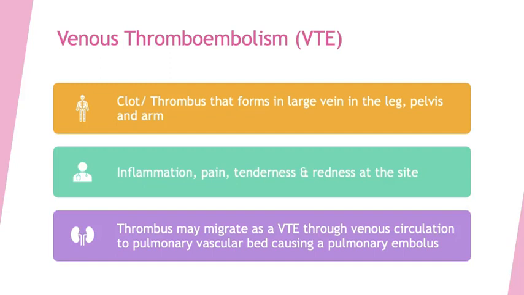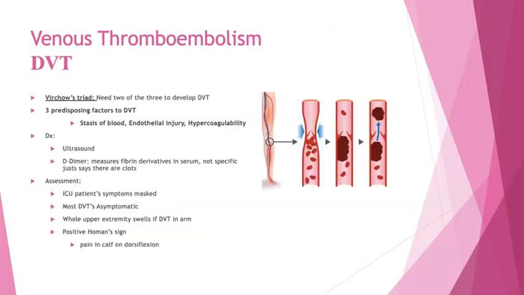Patients are going to have inflammation, pain, tenderness, redness, and swelling at the site. You'll take care of patients that may have unilateral swelling on their arm or their leg. The danger of a DVT is that the thrombus can migrate through venous circulation to the pulmonary vascular bed, causing a pulmonary embolus. And so that's one of the dangers there.